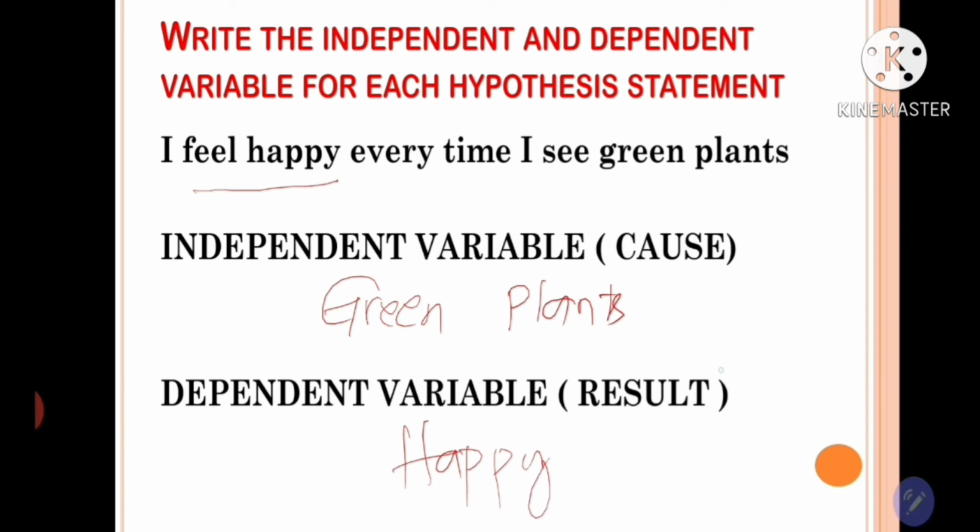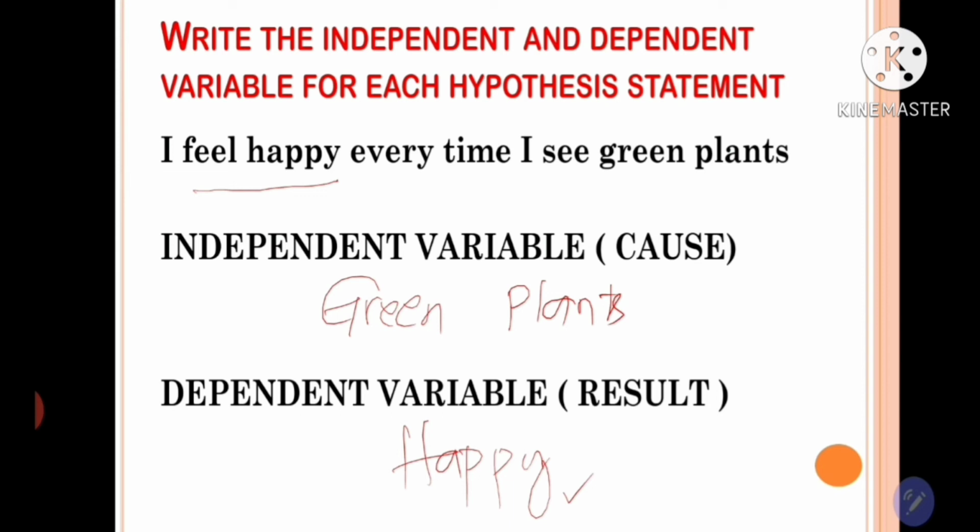That is the result. That every time you see the green plant, okay, yung green plant ang dahilan kung bakit ka nagiging masaya. Okay, isa ka ng plantita or plantito. Okay, so that is what independent and dependent variable is.